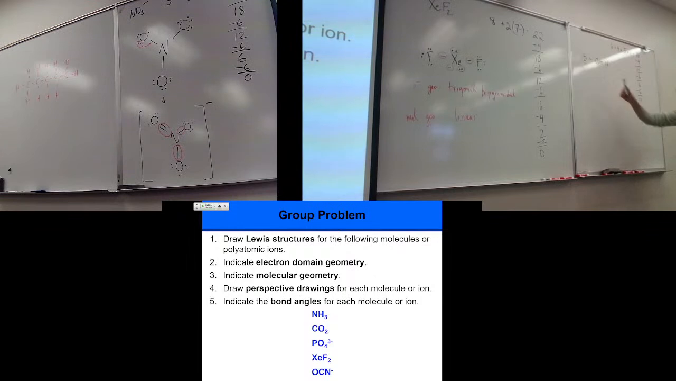And if I get to the central atom, I want to do the octet rule. I have 0 electrons left, so I have to share. I have to take lone pairs I've already drawn in and move them to the bond part.